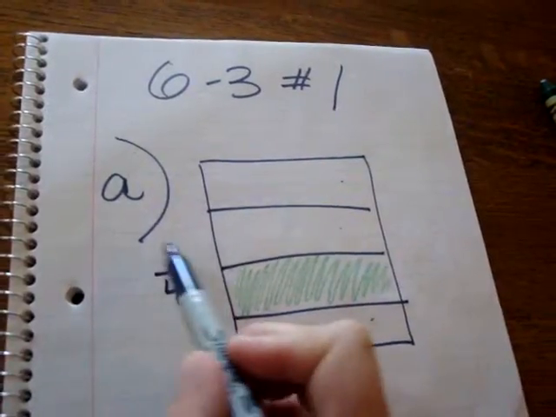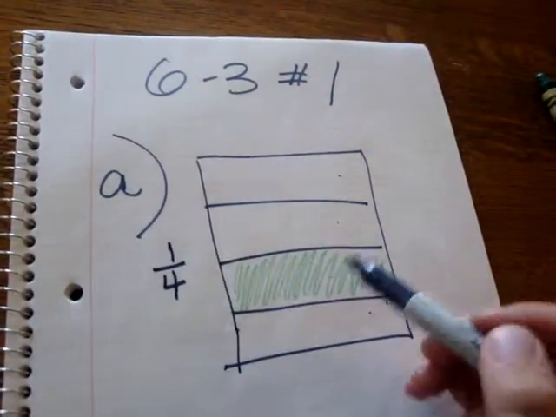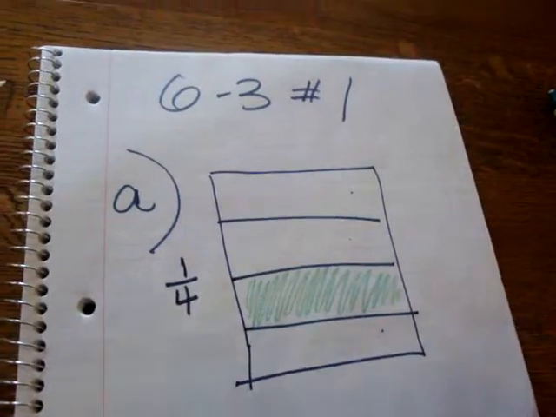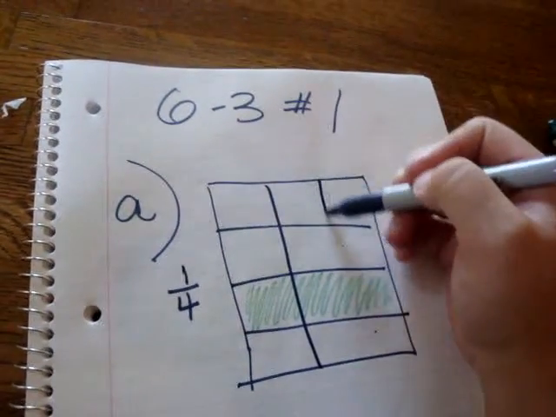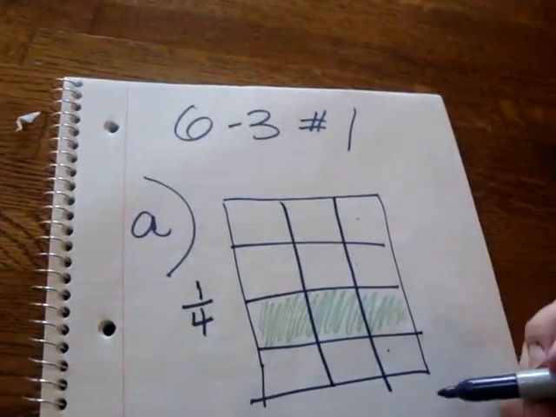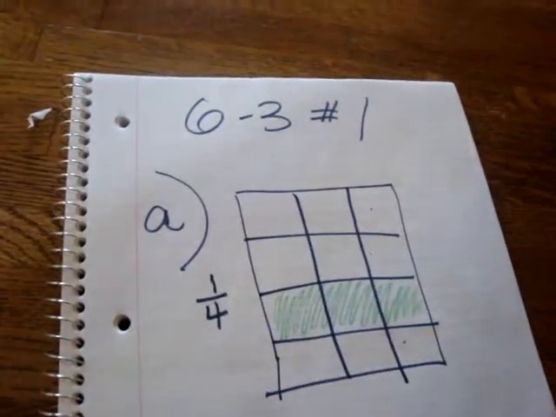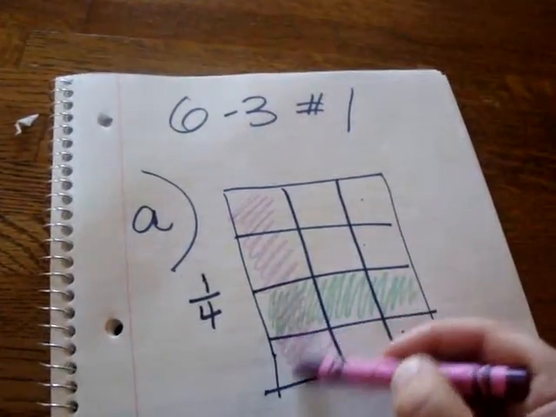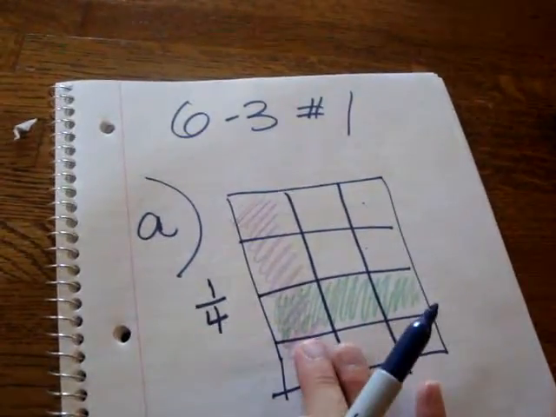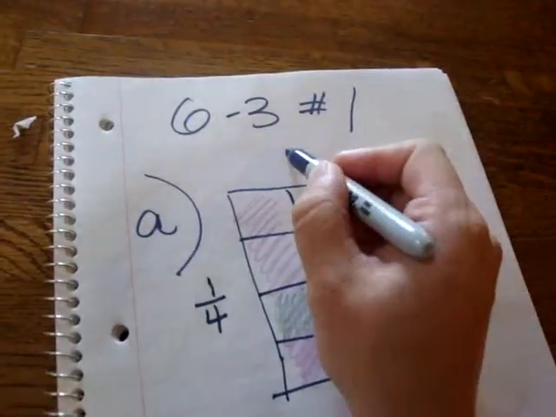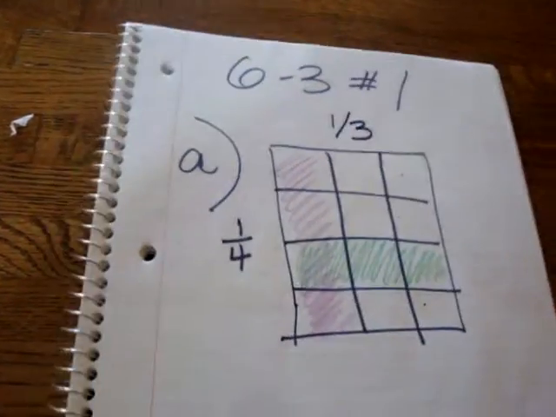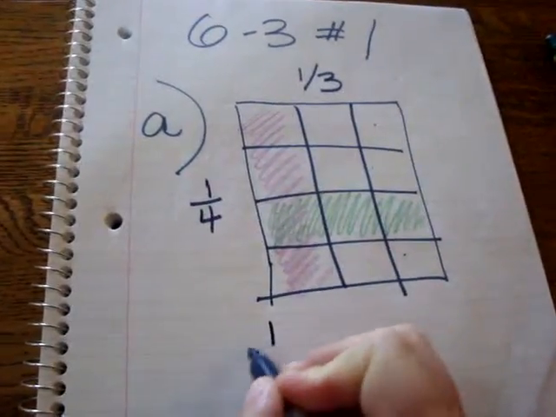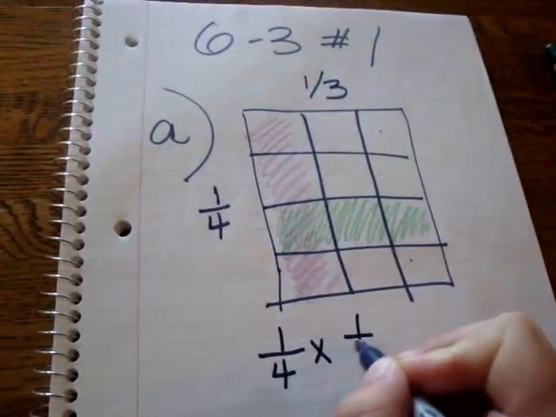So I'm going to write that over here to show that the rows show 1 out of 1, 2, 3, 4. Now I'm going to look at the columns. In this problem, there are 3 columns. 1, 2, 3 columns. And one of those columns is actually shaded. So one column out of 1, 2, 3 would give you a fraction of 1/3, 1 part out of 3. So the fractional parts in the multiplication problem that we're looking at is 1/4 times 1/3.